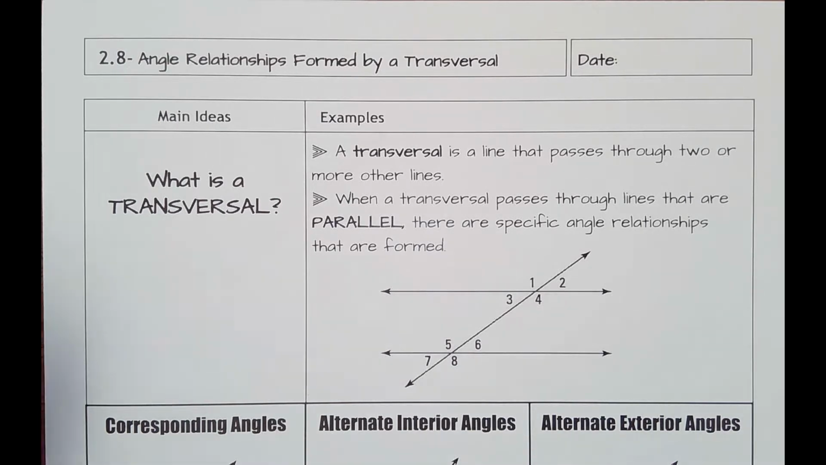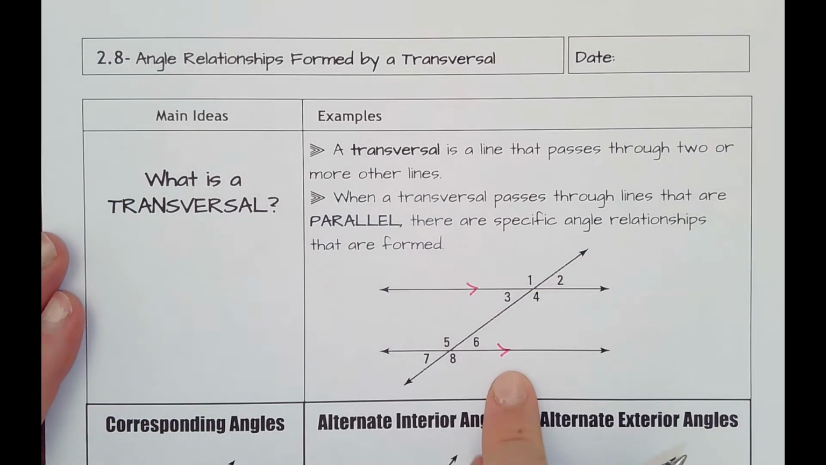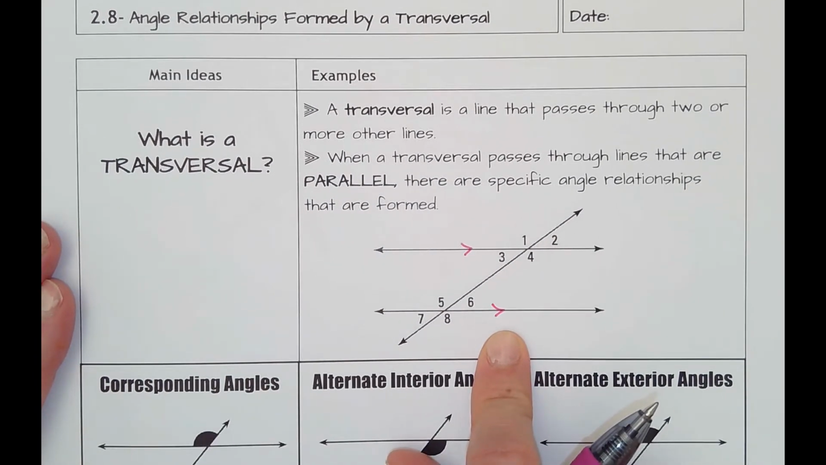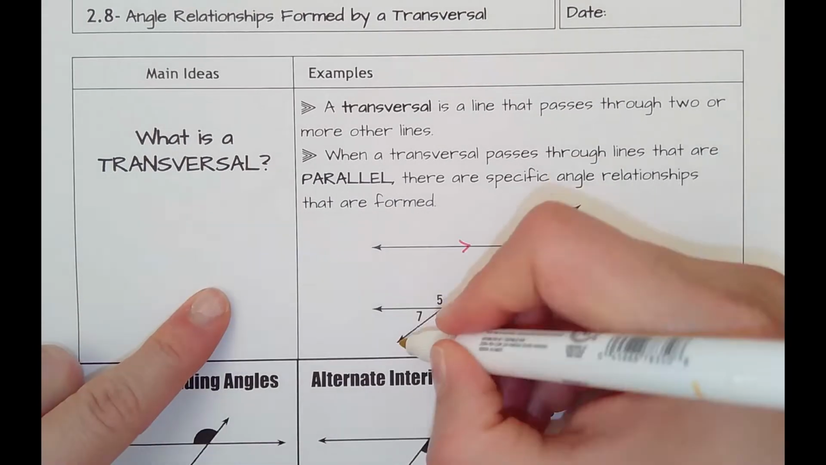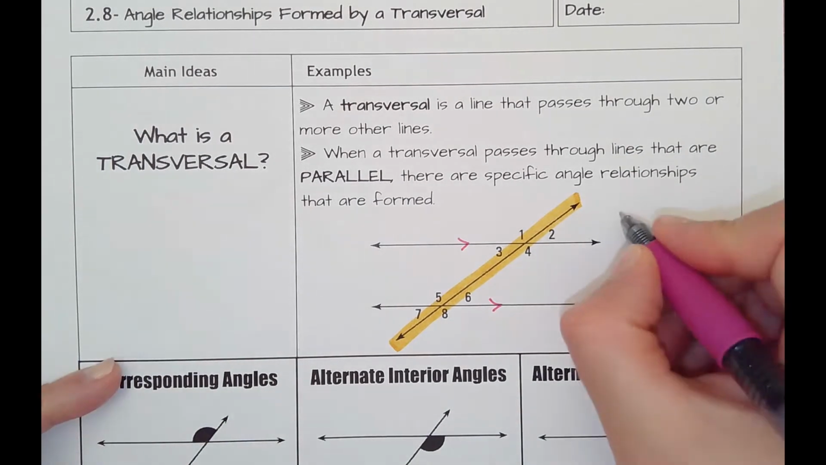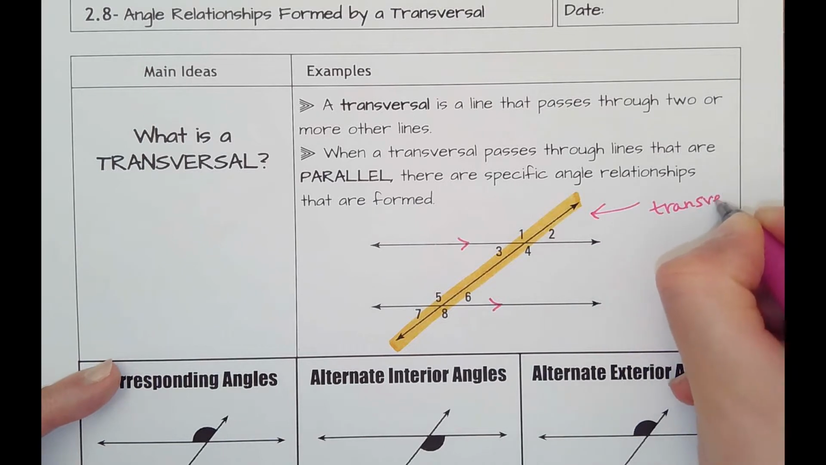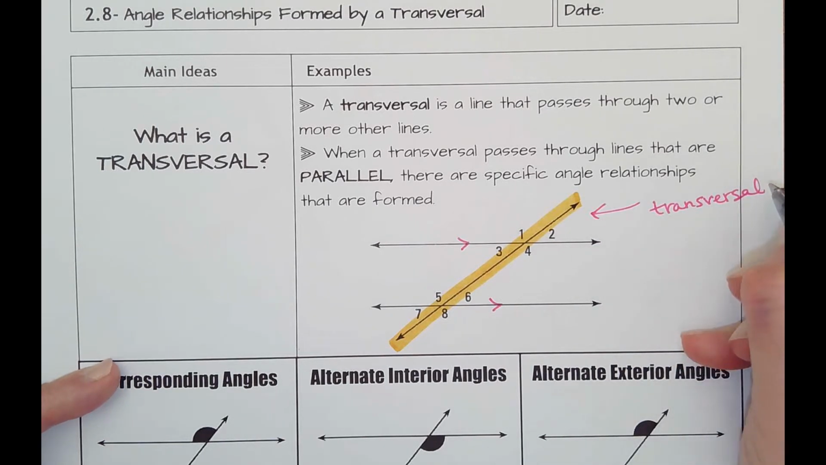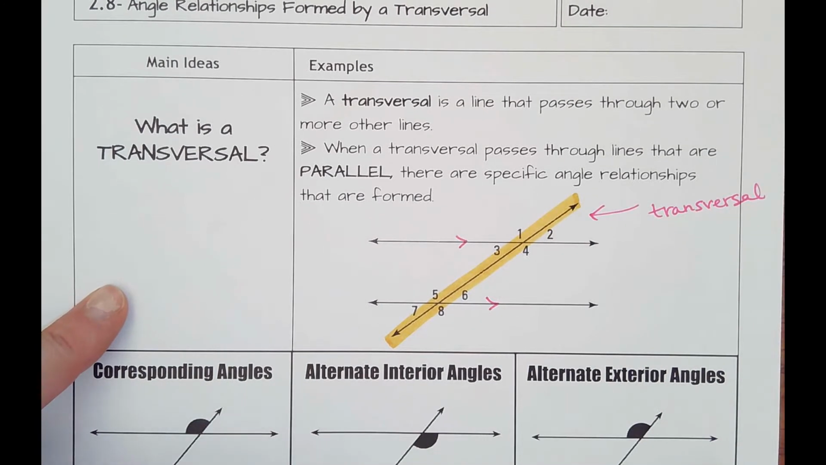So in this diagram, we need to know that this line here is parallel to this line. Remember, they have the little arrows on them. And then this line, I'll highlight it, is actually called the transversal. So the transversal is the line that cuts through two other parallel lines. Okay, so it's usually at some kind of angle.